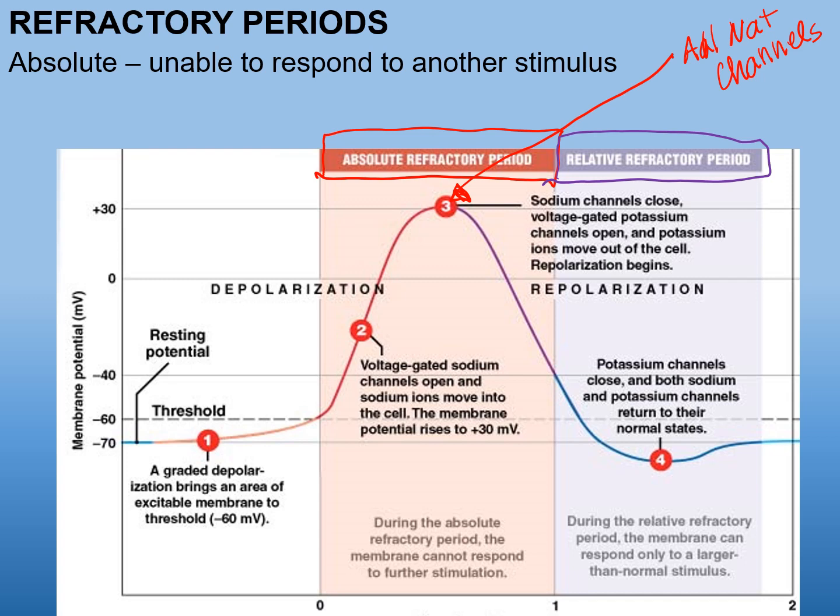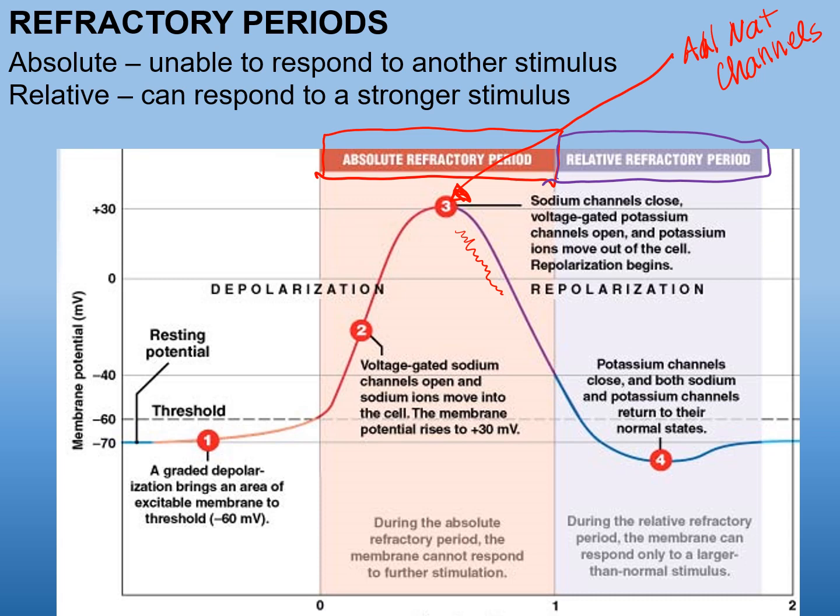However, when sodium channels start to close, which is what happens in this area here, we can respond to another action potential, but it has to be stronger than the first one. So, for example, you go to lift a bag off the floor and you contract your muscles a little bit, but your brain realizes that the bag is heavier than you thought. So there are about 0.5 milliseconds where you can't make your muscles contract anymore. But then after that, they can. So that's the relative refractory period.